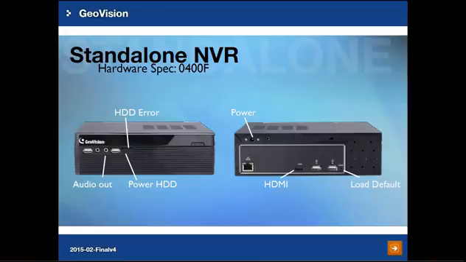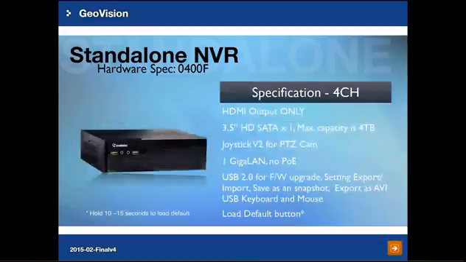For the hardware spec of the 4-channel SNVR, we can see the front view on the left hand side and the rear view on the right hand side. We'll start with the front view. You can see the 2 USB ports, an audio output, and also the indicators for power, HDD, and HDD error. On the rear view, you can see the network LAN port, the power plug, HDMI output, and 2 USB ports. Also the load default button.